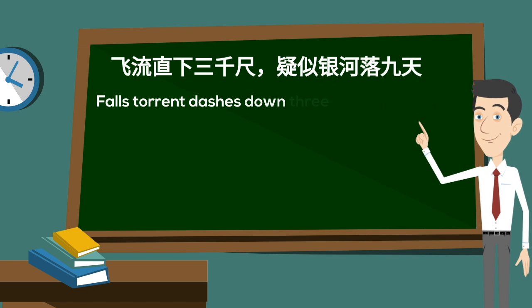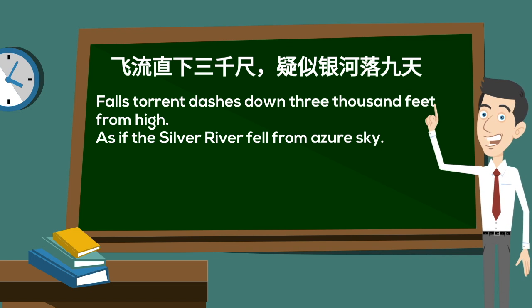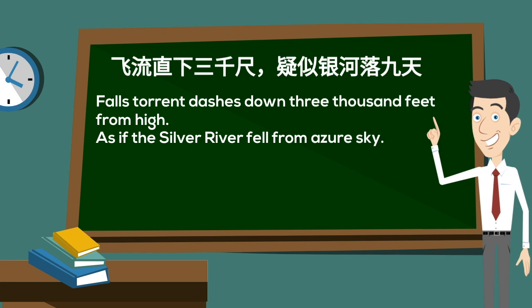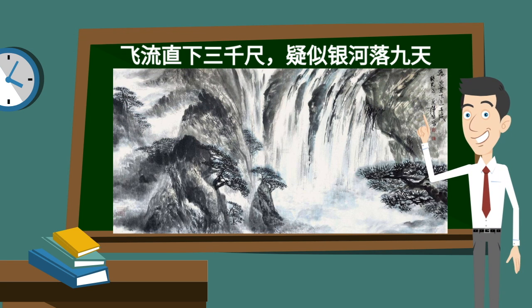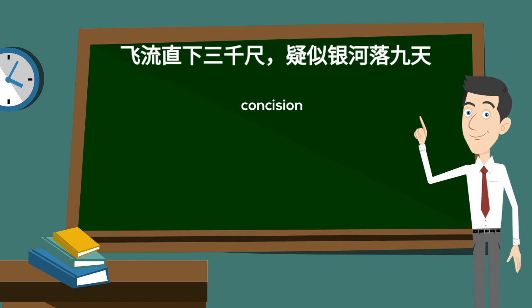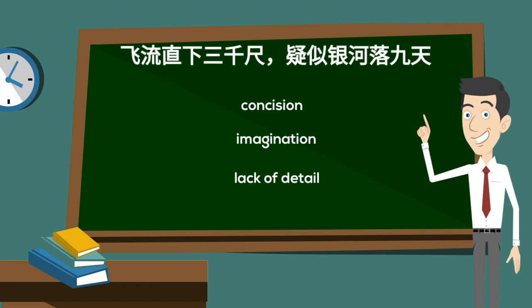For example, as the famous Chinese poet Li Bai wrote, 飞流直下3000尺，疑似银河落九天. In Chinese artistic conception, Chinese readers can understand the full beauty and majesty. This is classical Chinese rhetorical style, which is concision, imagination, lack of detail. It can be hard to understand for people with a non-Chinese cultural background.